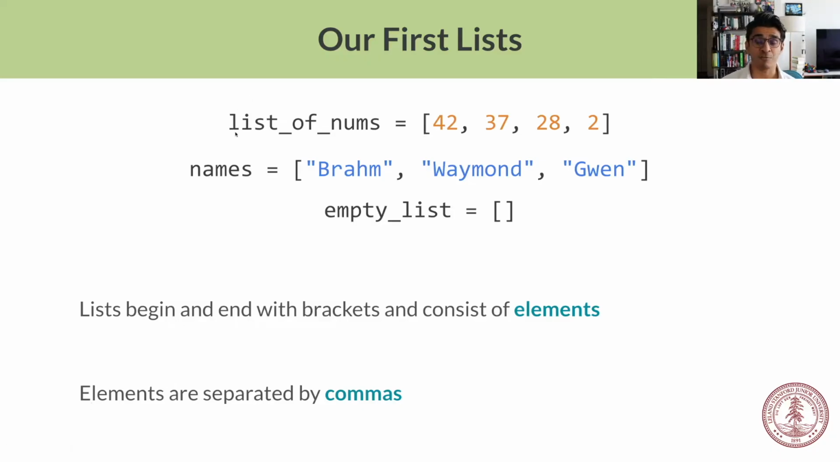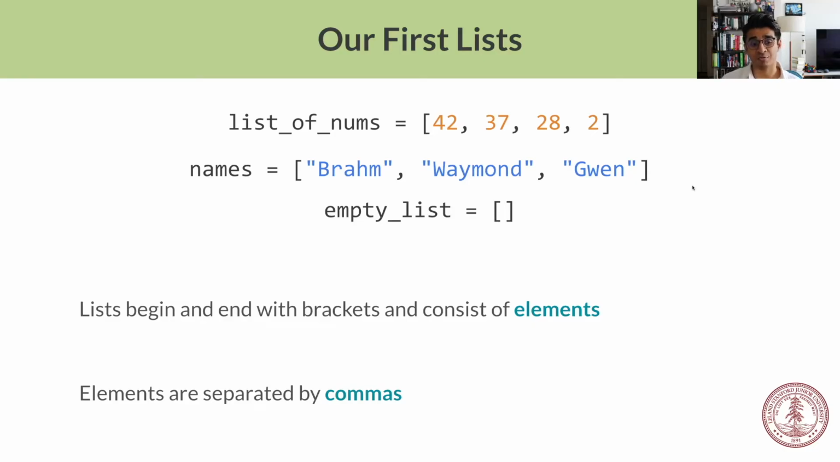So over here, I've made a list variable that contains four numbers. Over here, I've created another list variable called names that contains three strings or pieces of text, Brum, Waymond, and Gwen. I've also created an empty list down here, which is a list that doesn't have anything inside it yet. And so we just have a square brace to open and a square brace to close, but no commas inside because there's nothing to separate inside the list. So that's how we create a list variable.